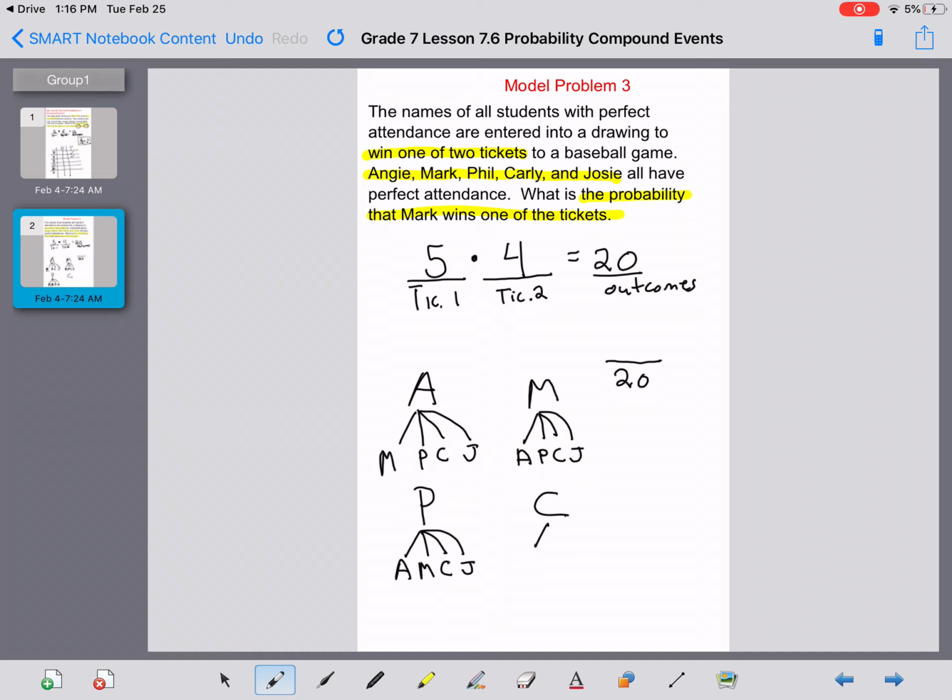Carly could also win the first ticket. If Carly wins the first ticket, we could have Angie, Mark, Phil, or Josie win the second ticket. Josie is the last person who could possibly win the first ticket.